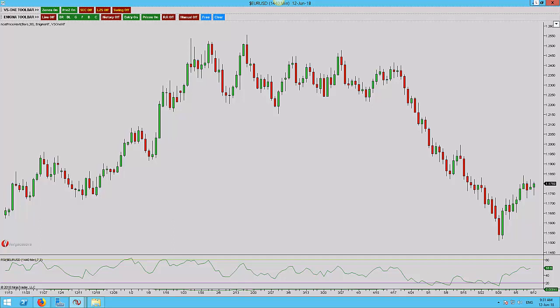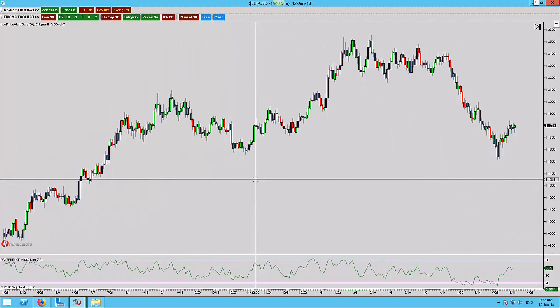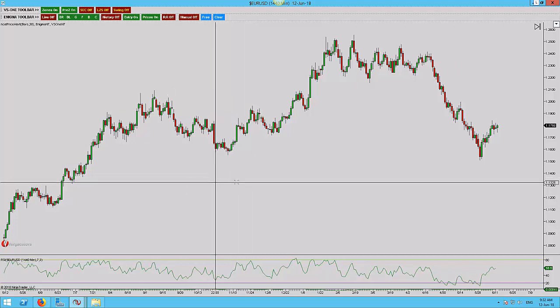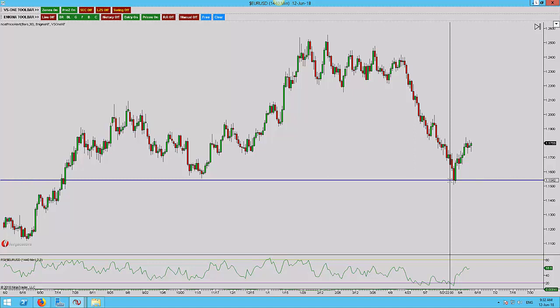Hello traders, you're looking at the euro dollar on the daily time frame. We have a trading opportunity and I want to run through how I did my analysis on it, and hopefully we're going to track this trade live and see whether or not we hit targets or if we get stopped out. So I'm going to put a structure level on here.